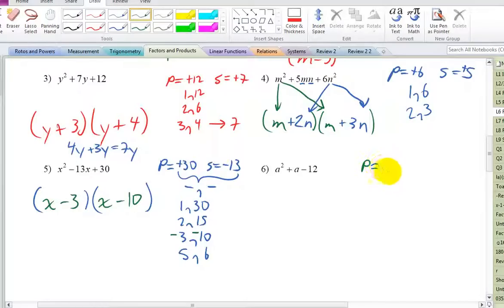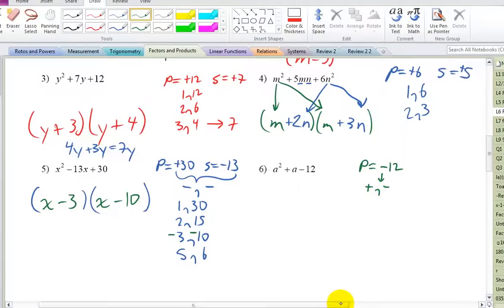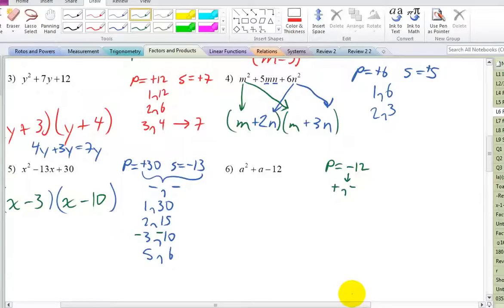This combination is different. What is our product? Negative 12. Okay, you haven't seen that yet. What is the only way to get a negative answer when you multiply two numbers? The only way is to have one as a positive and the other as a negative. That is very important to see. In order to multiply to a negative, one is positive and the other is negative. So which is which? Well, your sum tells you exactly, because your sum is plus 1.